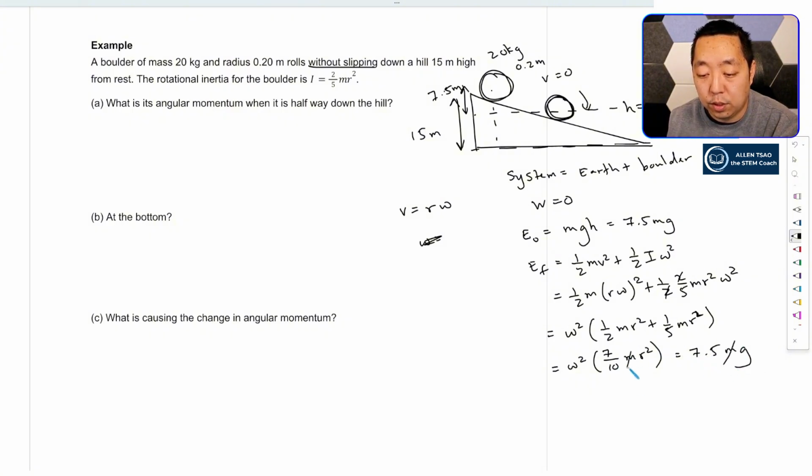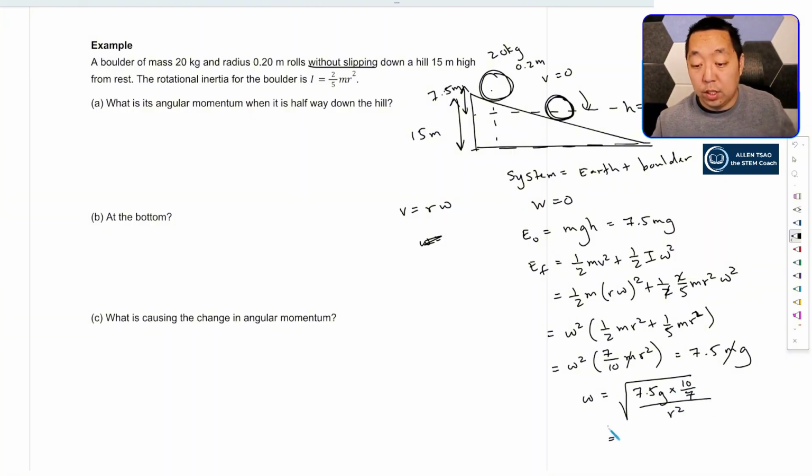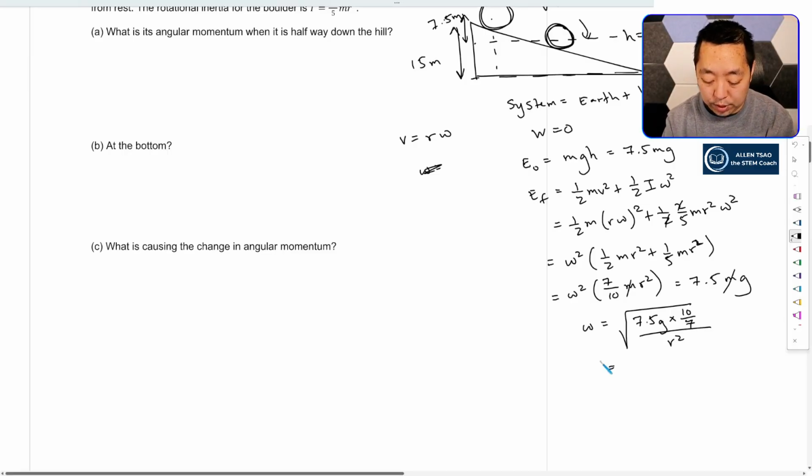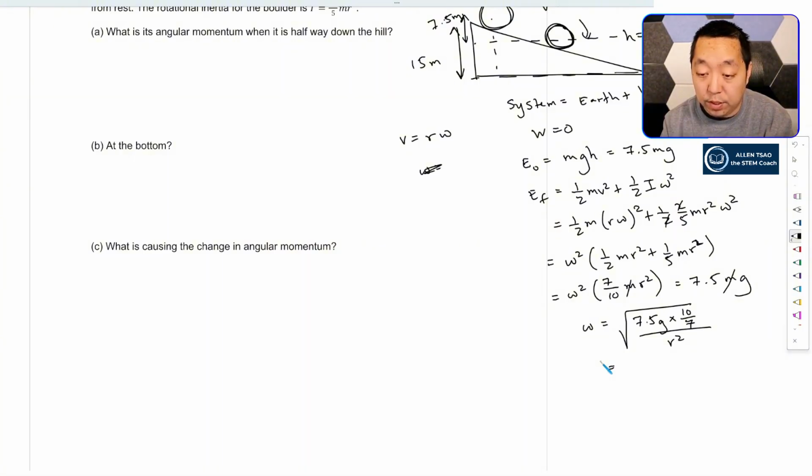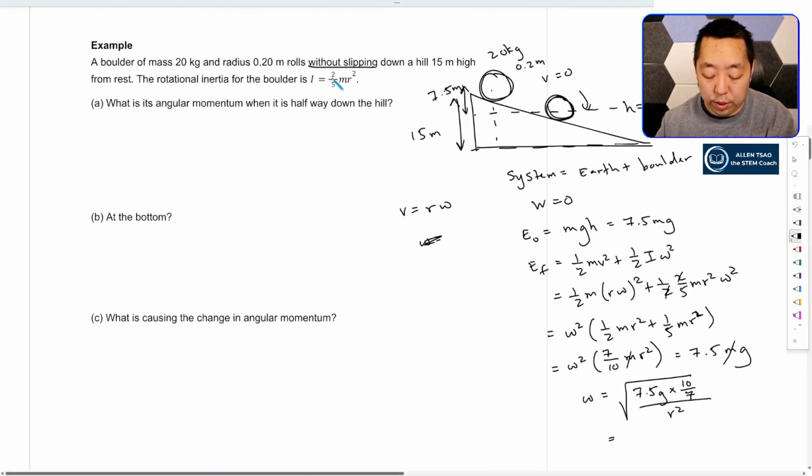The m's cancel, and you can solve for omega by doing the square root of 7.5 times g times 10 over 7 divided by r squared, right? And so let's just plug in the numbers here. I'm going to use 10 for g, 7.5 times 10 divided by 7 divided by, what was the radius? The radius was 0.2 squared. And that gives me 51.8 radians per second.